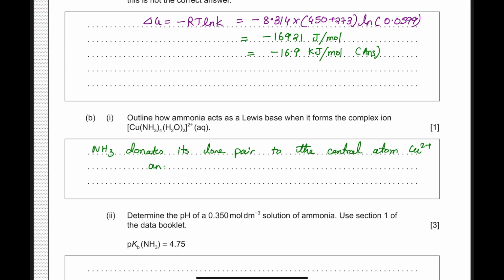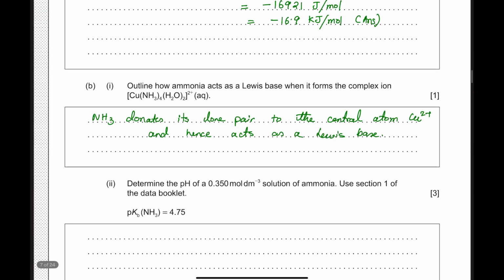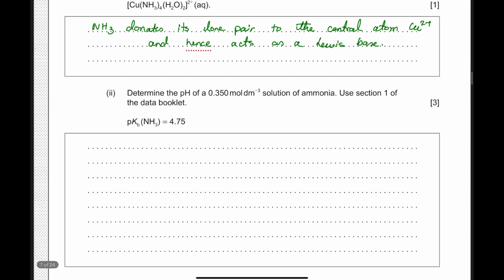Hence it acts as a Lewis base. Done. The next question, we have to find the pH of a 0.35 mol per dm cubed solution of ammonia. The pKb value is given, right? So then set up the reaction: NH3 plus H2O gives you NH4+ plus OH-. You need an ICE table for these problems. So it's 0.35 initially, 0, 0.